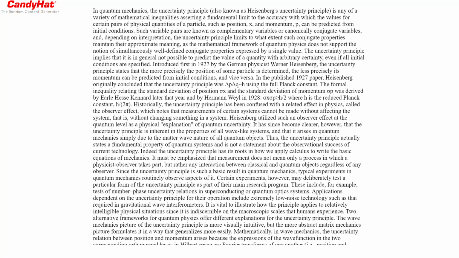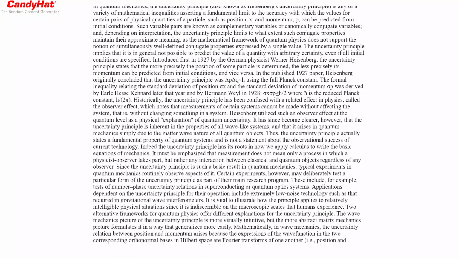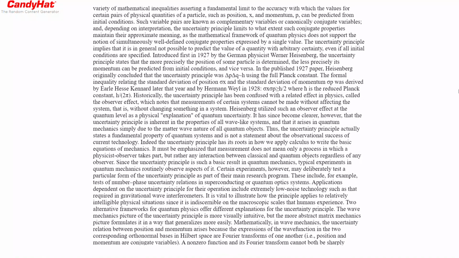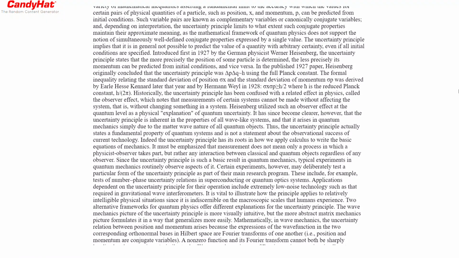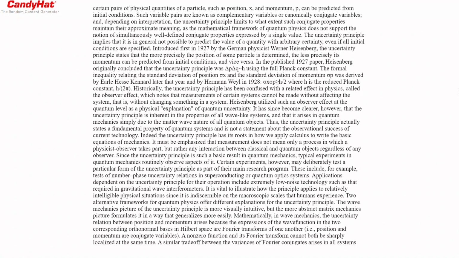Two alternative frameworks for quantum physics offer different explanations for the uncertainty principle. The wave mechanics picture of the uncertainty principle is more visually intuitive, but the more abstract matrix mechanics picture formulates it in a way that generalizes more easily mathematically.